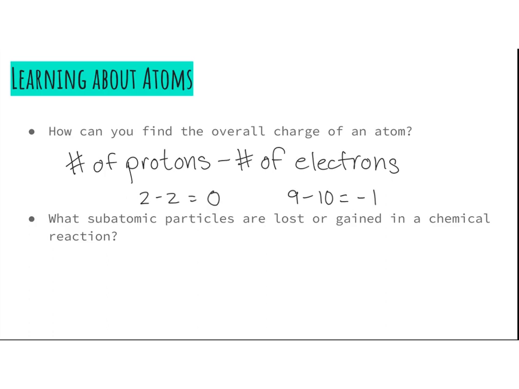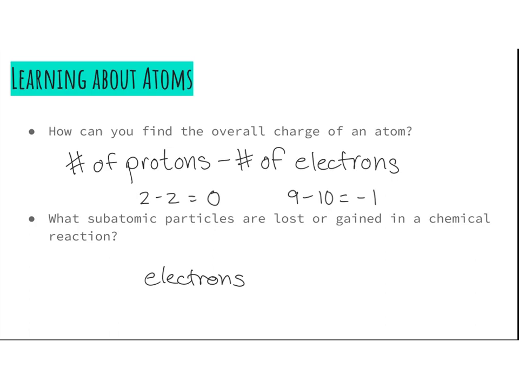Alright, so what subatomic particles are lost or gained in a chemical reaction? That is our final question. You'll be learning about this later in chemistry, but the only ones that are lost or gained in a chemical reaction are the ones outside of the nucleus. The nucleus will not be changed by a chemical reaction, so only the electrons will be lost or gained during a chemical reaction.